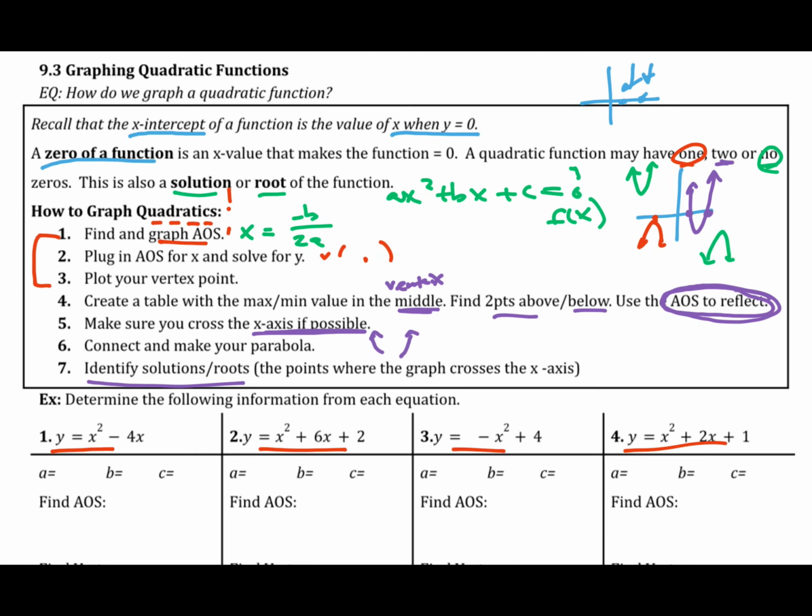We graphed a dotted vertical line for the axis of symmetry, and we graphed the vertex point on that axis of symmetry. We then put our vertex in the middle of our table and chose points the same distance away, above and below that vertex, so that we could use the symmetry to have to do less algebra and finding points. We connected the dots, we made sure we had arrows on the ends of our graph, and we identified where the graph crossed the x-axis, which we call the solutions, the roots, the x-intercepts.